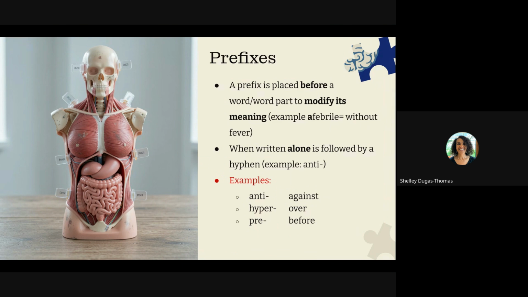Prefixes are your directionals and modifiers. They tell us how, when, or where. Think of prefixes as the adjectives of medical language. When you see anti or hyper, they are setting the stage for what the root word is doing. Master these, and you can change the meaning of a base term instantly. So, for instance, when you put this A in front of febrile, it makes it without fever. So, practice these, and you'll get a lot of practice in the book.